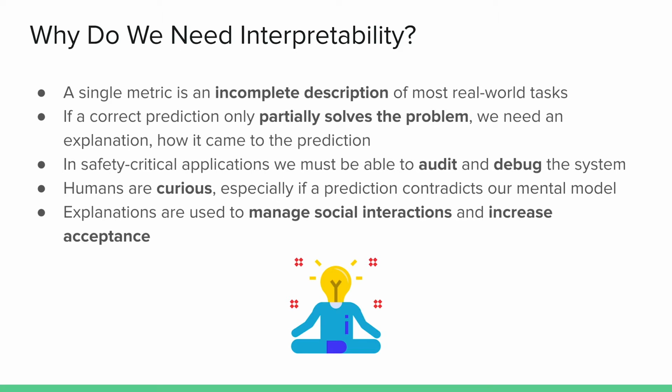So the correct prediction usually only partially solves the problem. So we often might want to have additional explanations of how it came up with that particular prediction. Especially in safety critical applications, I would say it's most important to understand what are those main features that it considered to make a certain decision.